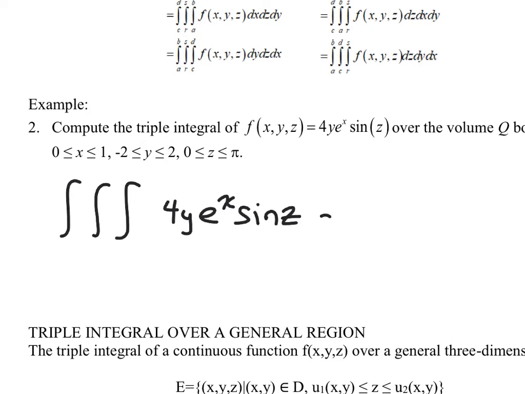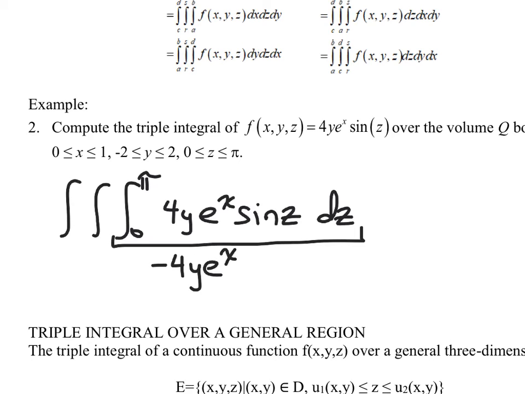So I'll take care of the z first, because really the hardest part of this is the trig, and that's not even that hard. That's going from 0 to pi. So we'll tackle that first. All right, so the antiderivative of sine is negative cosine, so we're looking at negative 4y e to the x cosine of z on the interval of 0 to pi. If I plug in either a pi or a 0 for cosine, we're going to get something non-zero out of it.